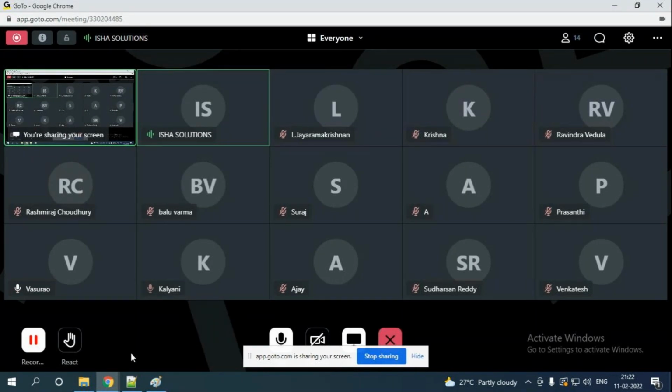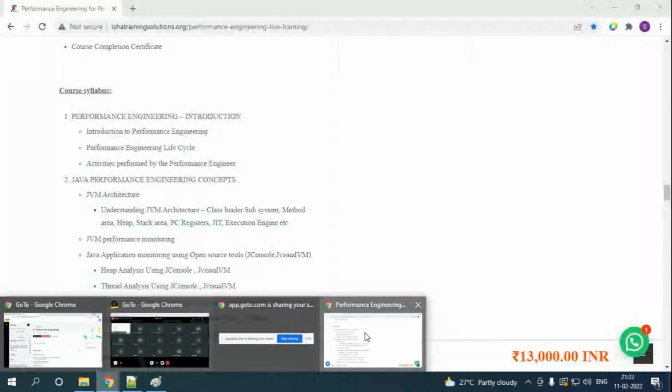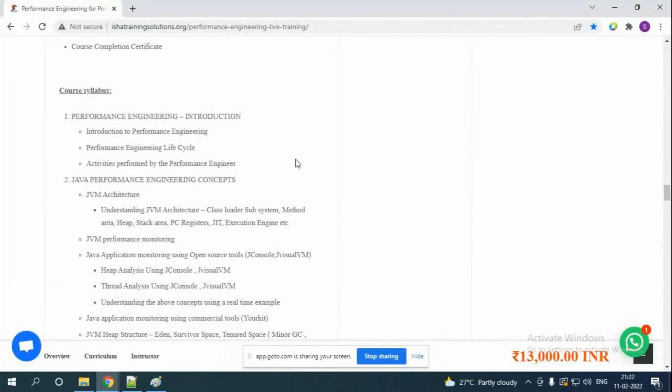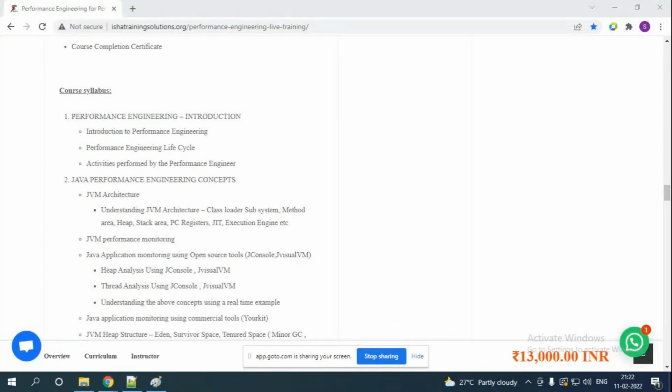You can ask me, sir, this can be done by developers, right? Or this can be done by performance testers, right? Why do you need a separate person? Why do you need one more additional job role to be created? You can ask this question: why, sir, why are separate things needed?